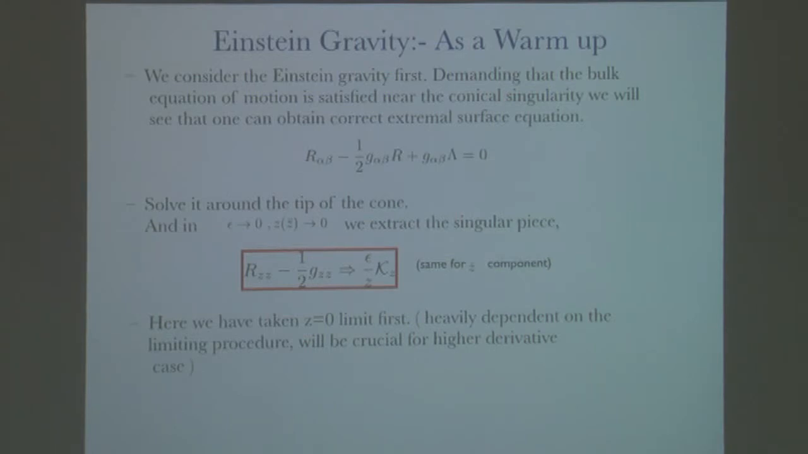Now, according to this prescription or derivation, whatever one wants to call it, we have to set it to 0. So, we have a condition coming from here, which is the trace of extrinsic curvature equal to 0 for this Einstein gravity.